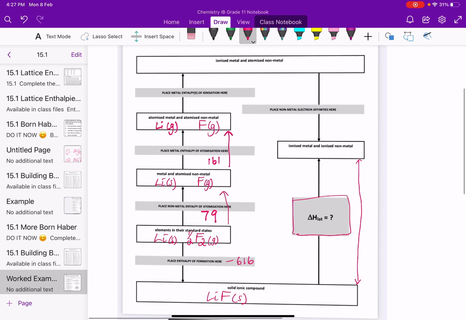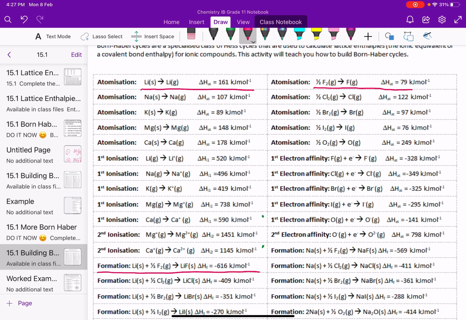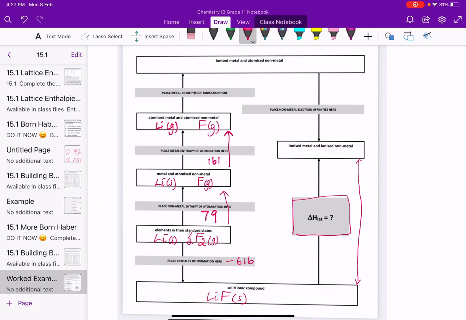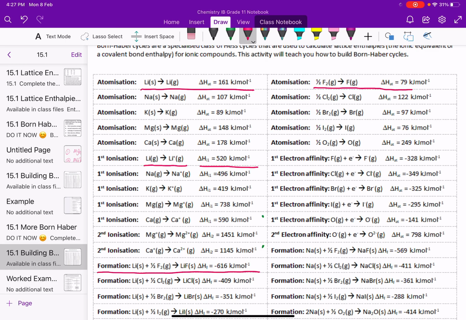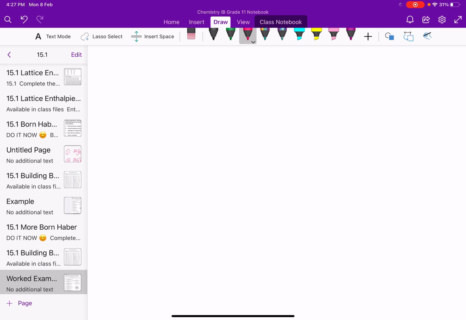The next thing, place the metal enthalpy of ionization here. So lithium is the metal. The enthalpy of ionization, lithium going into a lithium ion, is 520 kilojoules per mole. So 520 kilojoules per mole going in this direction. What's actually happening? Lithium is becoming a lithium ion.